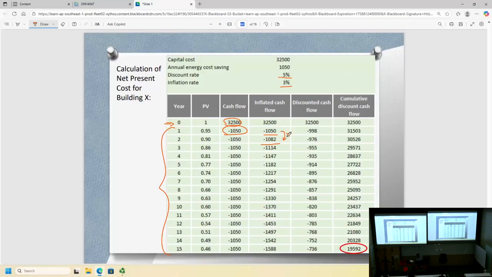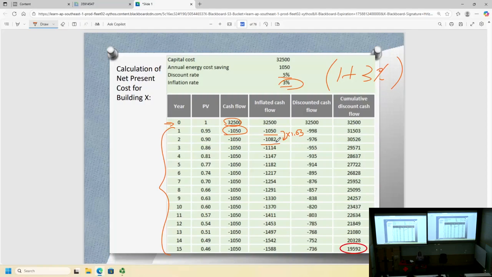So we multiply 1.03 due to the inflation rate. So the inflation rate is 3%. So 1 plus 3% would be 1.03. So 1,050 multiplied by 1.03, then we have the saving due to the reduction in the natural gas consumption.